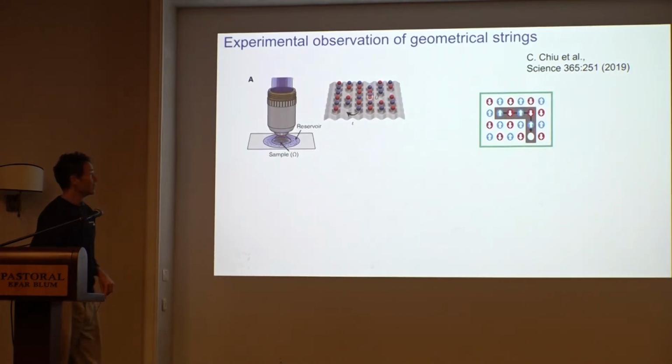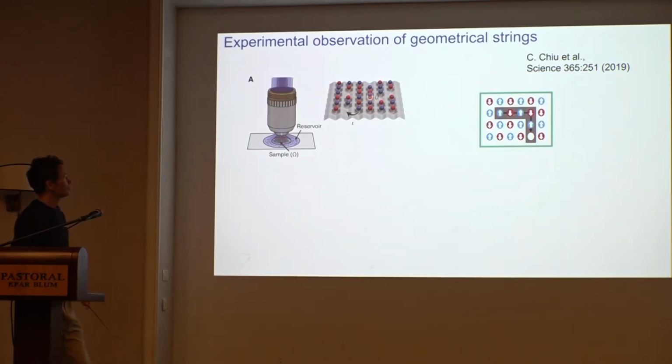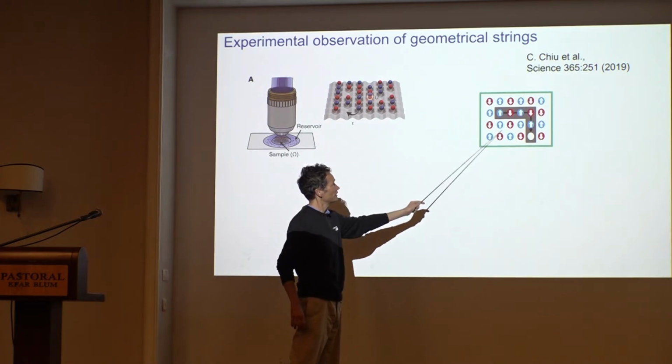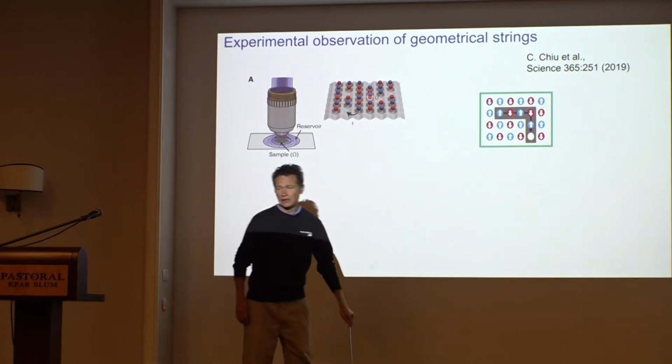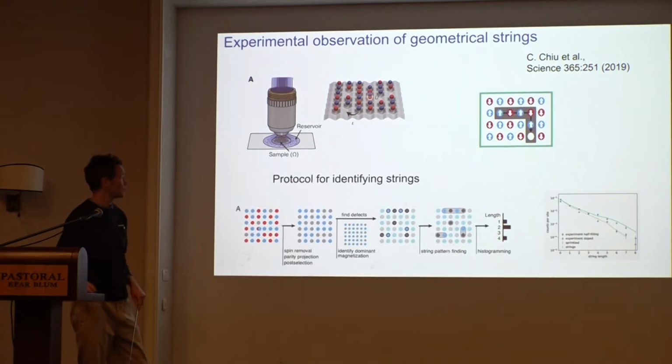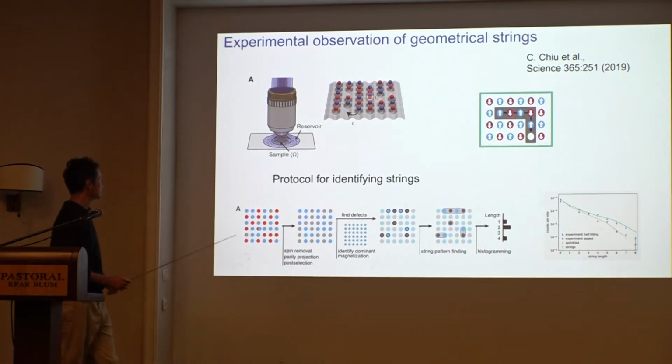Okay, but then our experimental friends became more ambitious. We'll now describe experiments from Markus Greiner's group, with Christie Chiu and Annabelle Bohrdt on the theory side. And as we said, as the hole propagates as a whole, it leaves behind this kind of string of flipped spins. So the question is, can we see them in the data? This is how they did it.